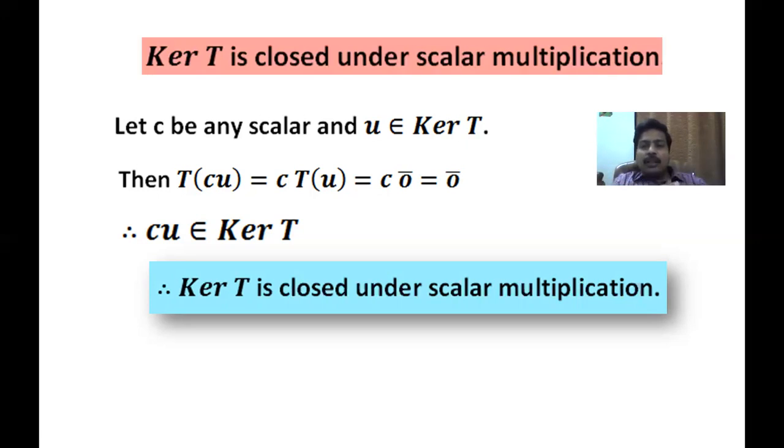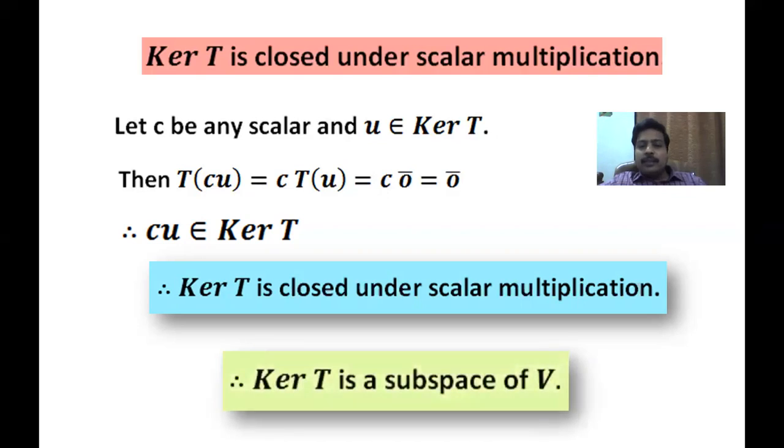Later we prove that kernel T is closed under vector addition. Now we prove that kernel T is closed under scalar multiplication. So all the properties of a subspace are fulfilled. So now we can say that kernel T is a subspace of V.